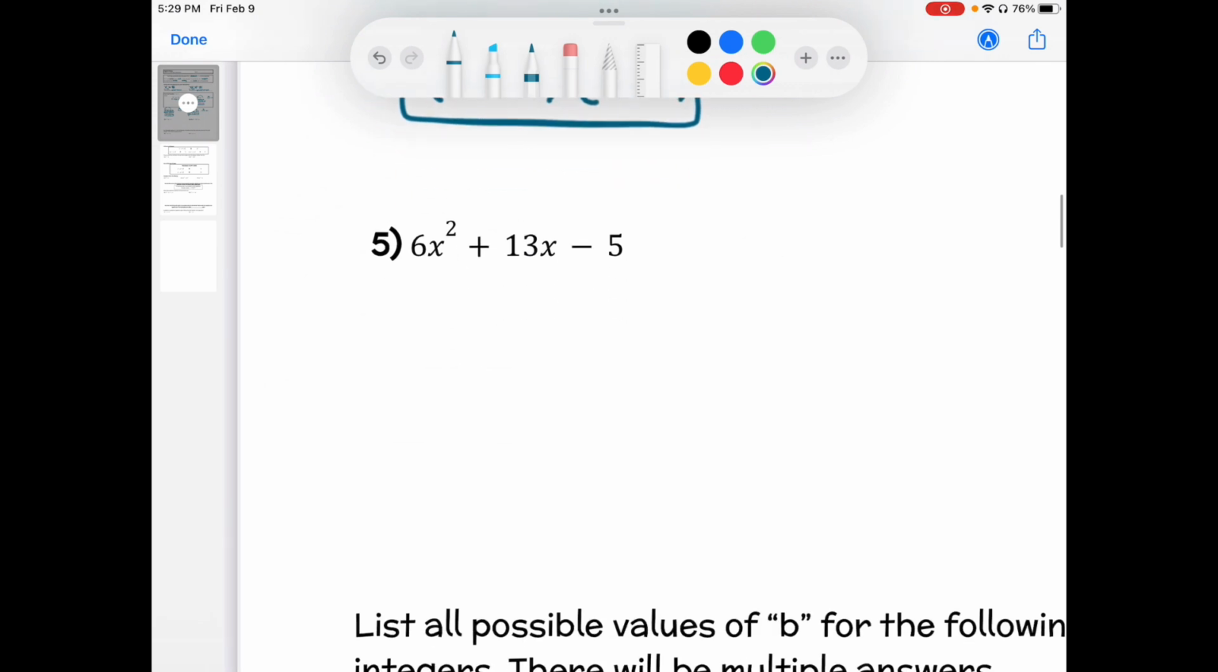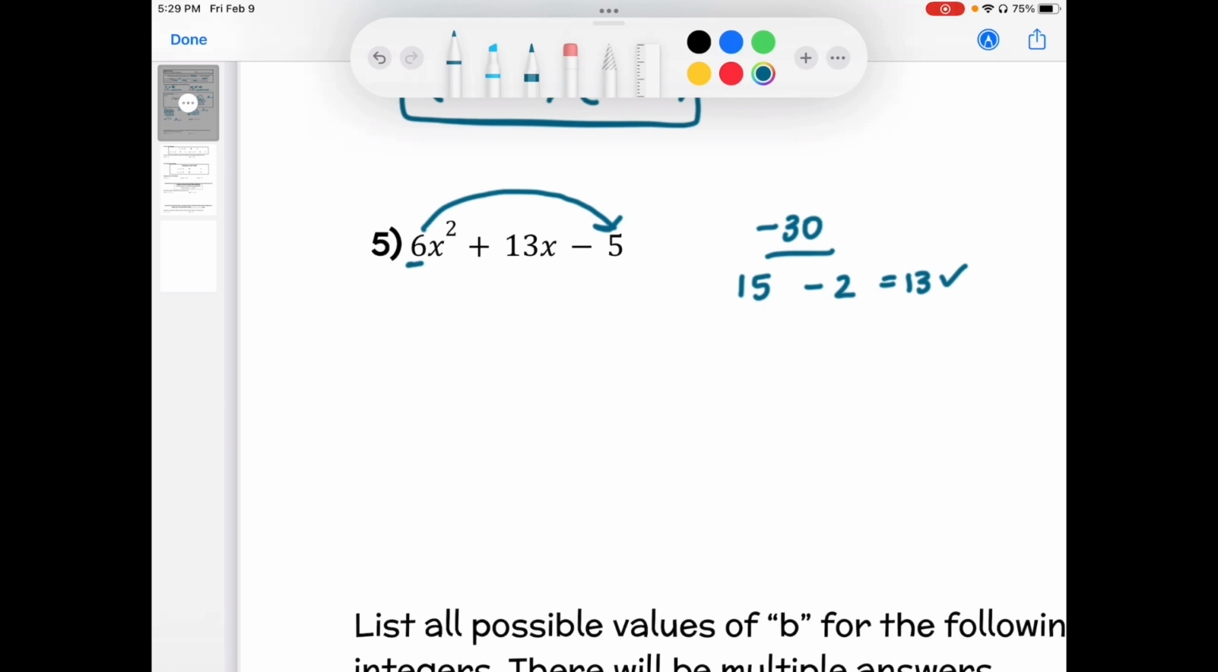All right, number 5. So a is not 1 here, and we don't have a GCF. So we're going to go ahead and multiply 6 and negative 5, which would be negative 30. So we want to figure out what multiplies to negative 30 and adds to positive 13. So in this case, it would be positive 15 and negative 2. 15 minus 2 equals 13.